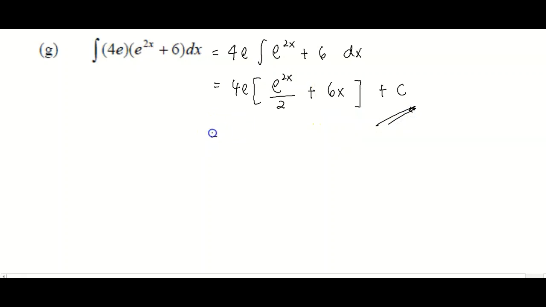You may write your answer. Just multiply the 4e inside with each term. 4e multiplied by the first term, you have a cancel of the 2, you have a 2e. e power of 1 multiplied by e power of 2x, you have e power of 2x plus 1. Plus 6 multiplied by 4e, 24ex or 24xe. Plus constant c.